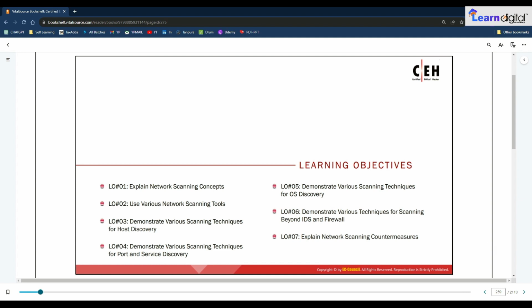At the end of this module, we will be able to learn network scanning concepts and various scanning tools. We will perform host discovery to check for live systems. We will perform port and service discovery using various scanning techniques. We will also perform operating system discovery, scan beyond intrusion detection systems and firewalls, and we will also learn various network scanning countermeasures.